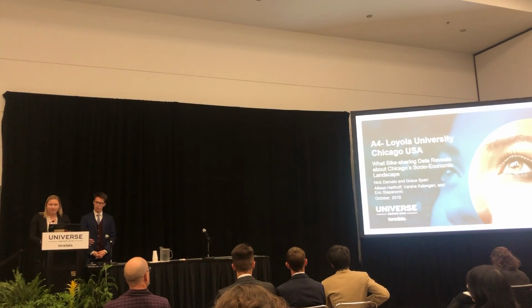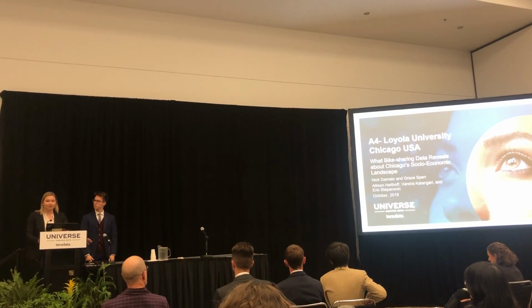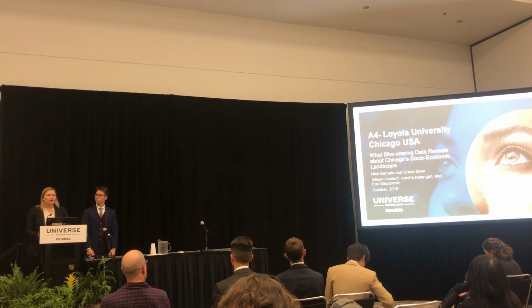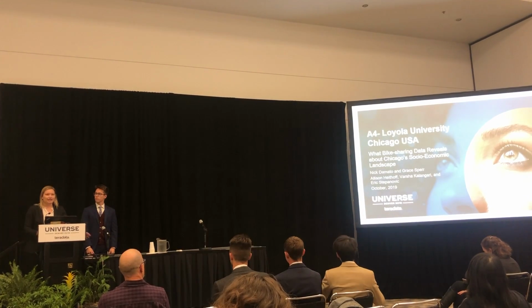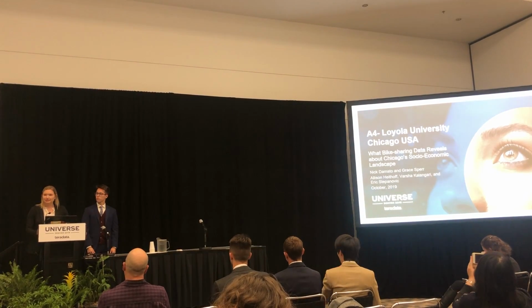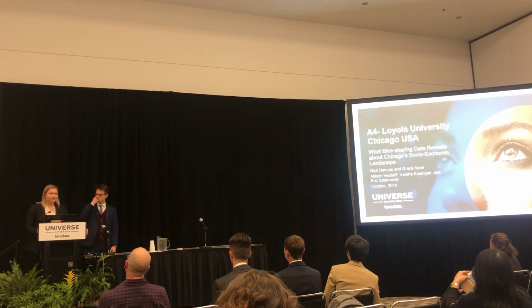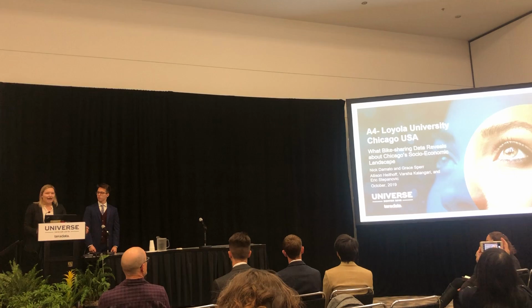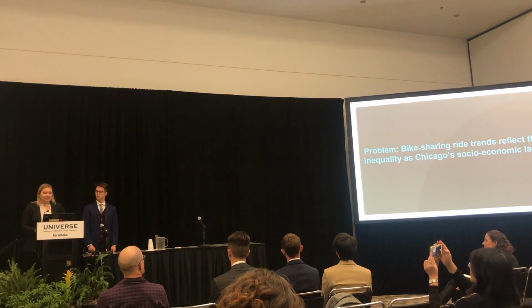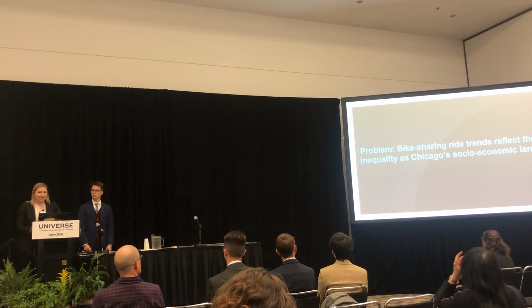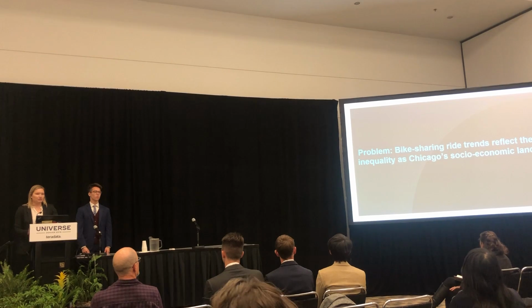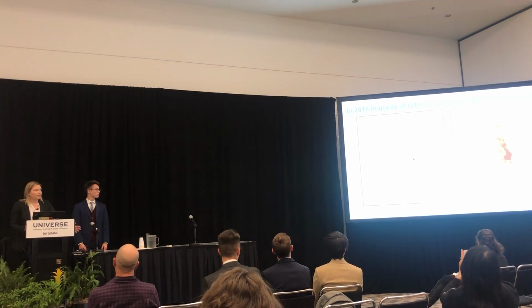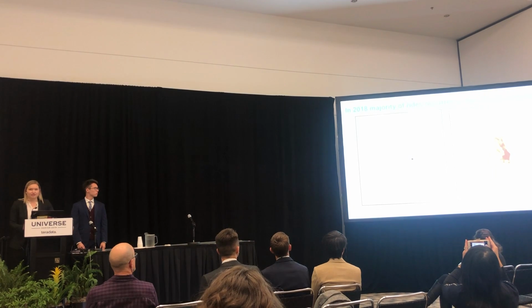So when we started preparing for this competition, we had a very large bike sharing data set for Chicago, and we were exploring various trends: age and gender, seasonality, even looking into tourists versus commuters who use this bike sharing. But the most impactful trend that we found was that bike sharing ride trends reflect the socioeconomic inequality of the city of Chicago. To visualize this, the image on the right gives an indication of this divide.